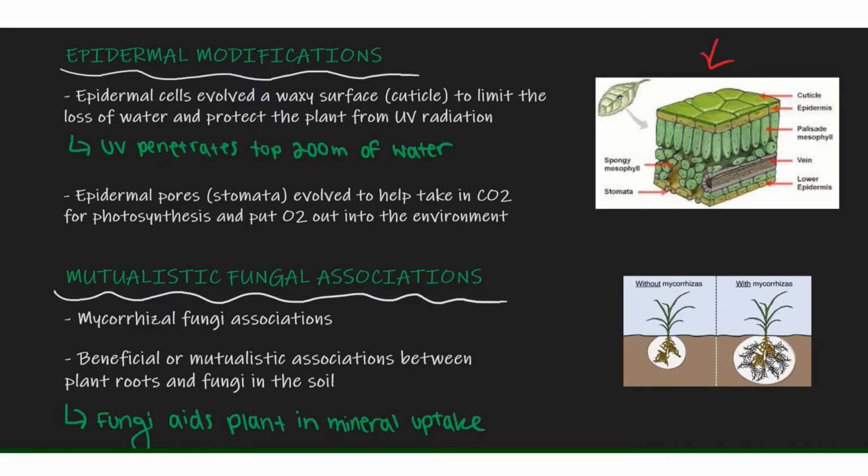Looking at this image right here, this is a cross-section of a leaf, and so we can see that the cuticle is at the top right here, and then the epidermis is directly below it, so the epidermis is what is secreting the cuticle, or this waxy surface layer.